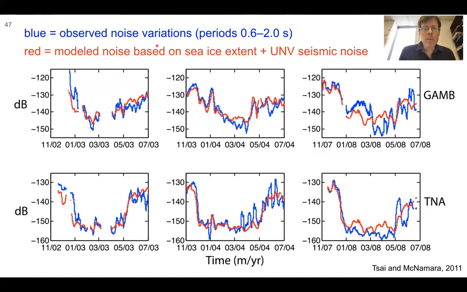So the blue shows the observed noise variations at periods between 0.6 and 2 seconds. And this is at Gamble, shown here. This is at TNA for 3 different time periods. And what is shown, the red, is the modeled noise based on the known sea ice extent, modifying the seismic noise at this nearby station in the Aleutians, UNV. And again, as shown earlier, the fact that these are following each other pretty nicely in terms of amplitude, and we can use the sea ice extent to predict the noise variations at these 2 stations, suggests that you can use the changing noise conditions at these stations to thereby say something about the sea ice.